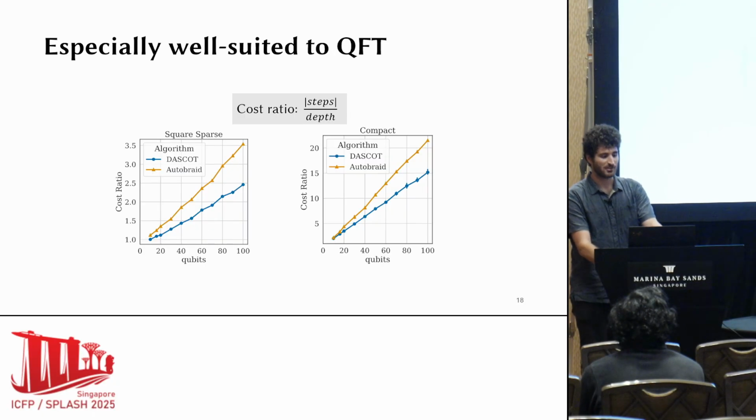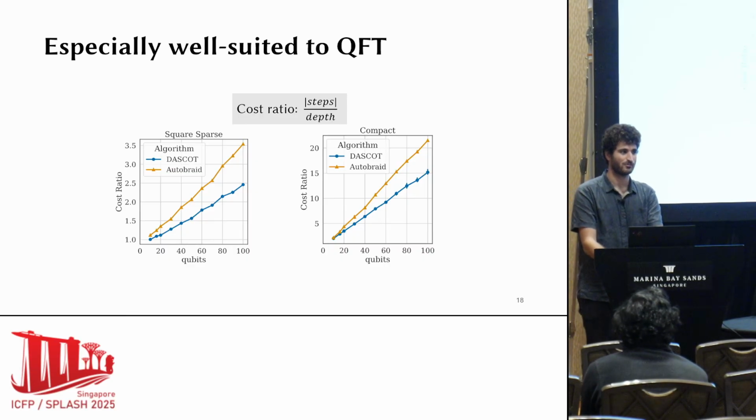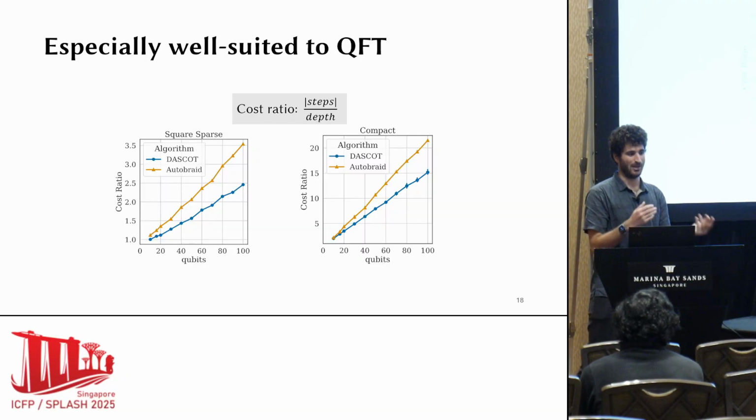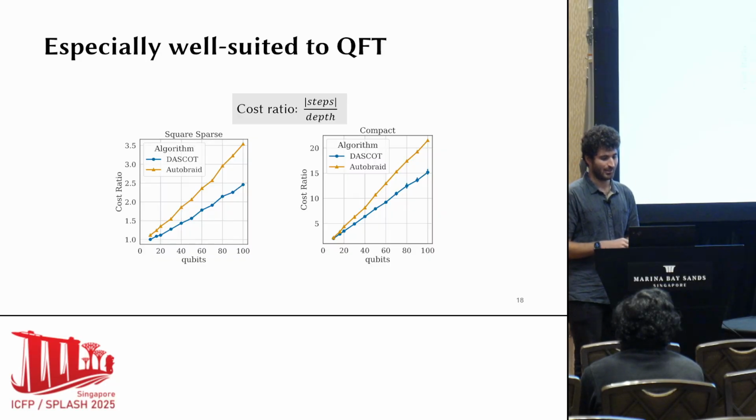And our approach is especially well suited to the QFT, quantum Fourier transform circuits. And if you know a little bit about the structure of QFT, that might not be surprising based on the example I used to motivate the mapping algorithm that we use. So here we see the gap growing in the cost ratio, which is basically the number of steps in your solution divided by the depth, which is the optimal possible solution. That's growing as the number of qubits in our QFT increases.